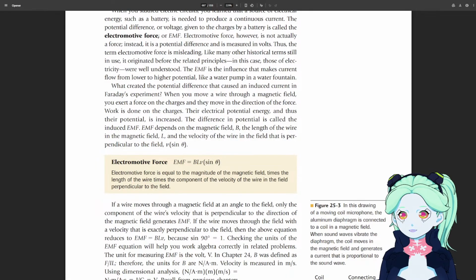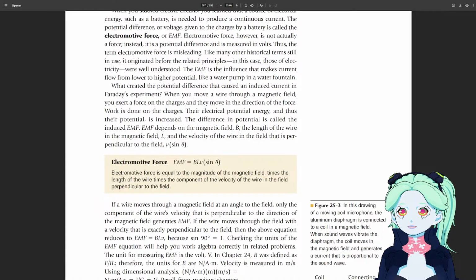You're telling me. Like many other historical terms still in use, it originated before the related principles, in this case those of electricity, were well understood. The EMF is the influence that makes current flow from lower to higher potential. Okay, but does that mean that in your idea of current, you're talking about electrons, not positive current, not conventional current?